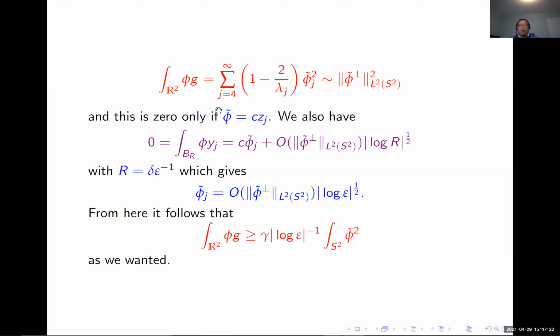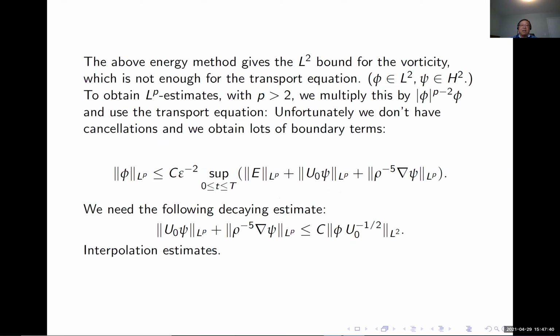And then there's only one kernel, which is not good, which is the scaling parameter. And the scaling parameter will give you a log epsilon loss. So you get the L2 estimate, and then you can use the Gronwall inequality to get the rest of the proof.